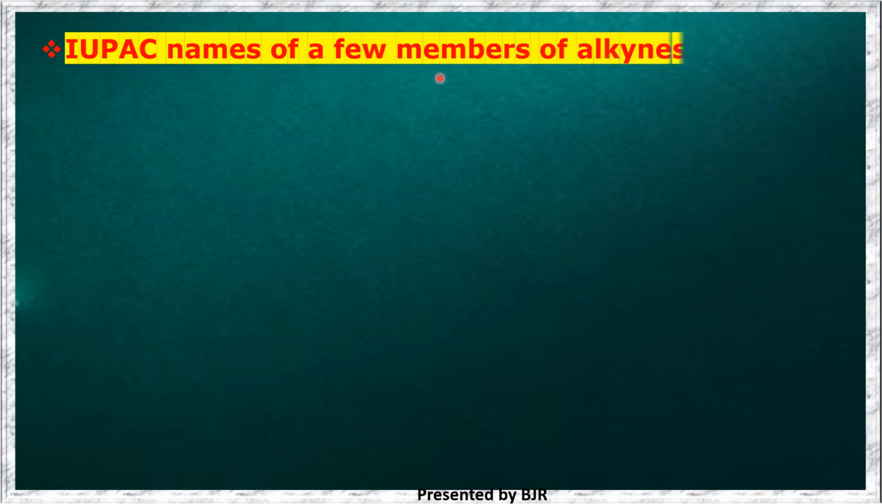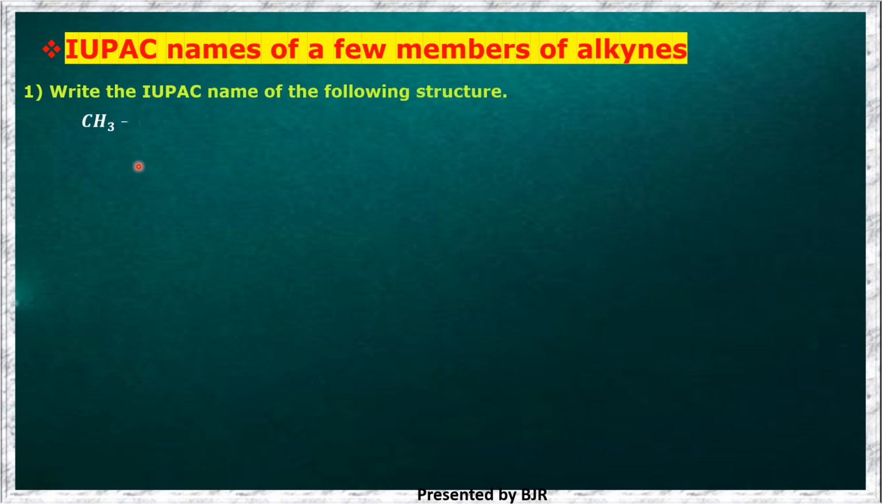Now let us see IUPAC names of a few members of alkynes. That means we will be given some alkyne structures. We have to write their IUPAC names according to the rules we have studied so far. Write the IUPAC name of the following structure. Here is the structure: CH3-CH2-C triple bond CH. Here is the answer for this. How to write the IUPAC name for this structure?